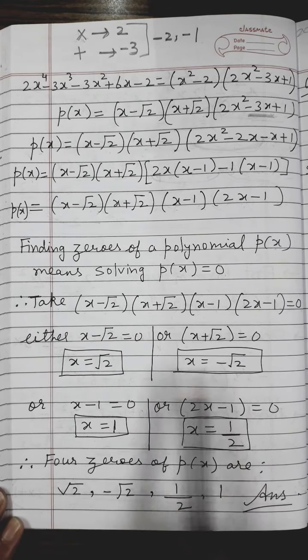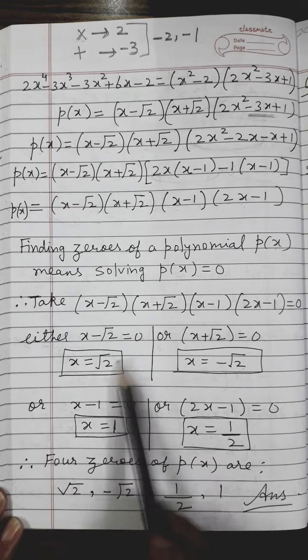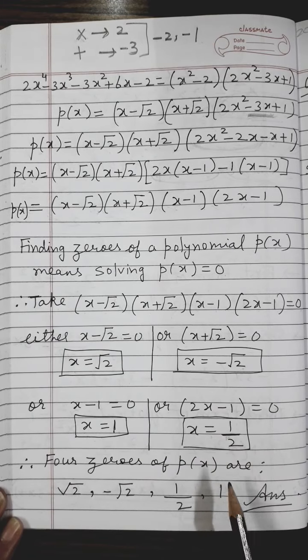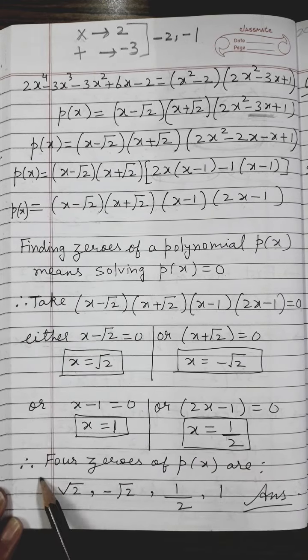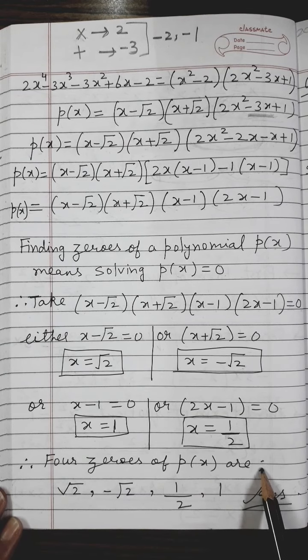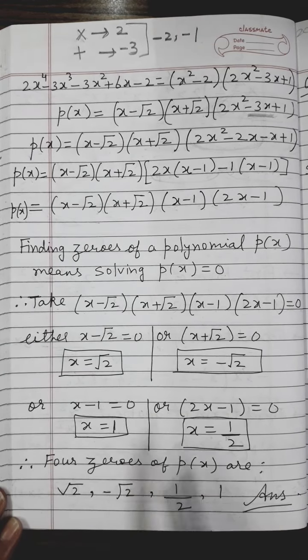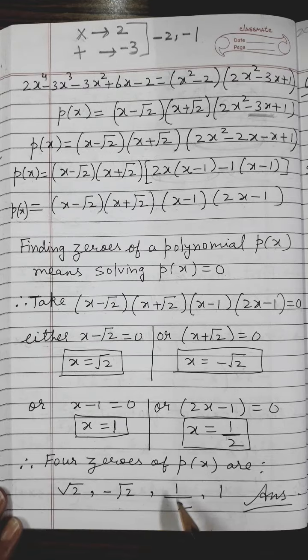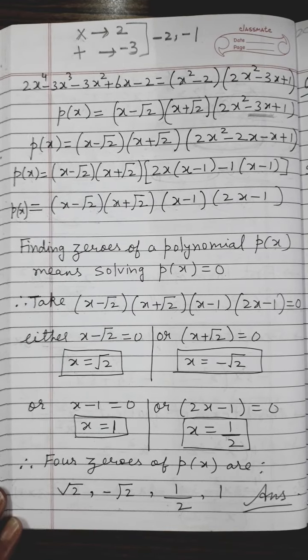So what do you see? These 4 values of x are representing the zeros of the polynomial. So what will be your final answer? Therefore the 4 zeros of the polynomial px are root 2, comma, minus root 2, comma, 1 upon 2, comma, 1. I hope you have understood this question.